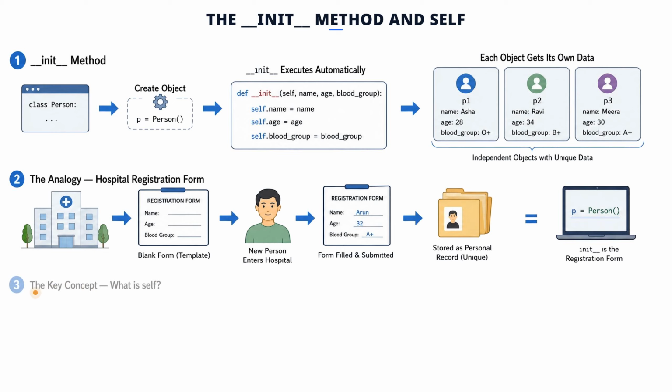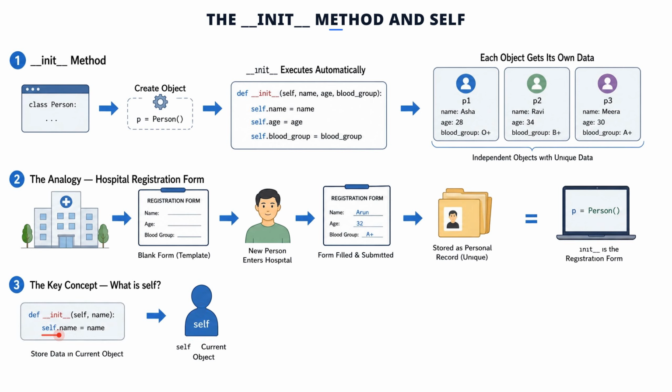Now, let's explore the key concept of self. The term self is a fundamental requirement in Python classes that represents the specific object currently being processed. When the code defines self.name equals name, it is a command to store a specific piece of data inside the current object only, rather than in some general location.